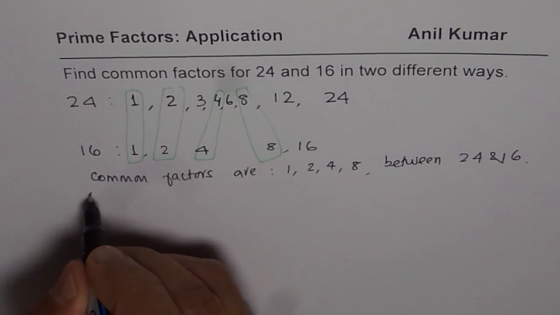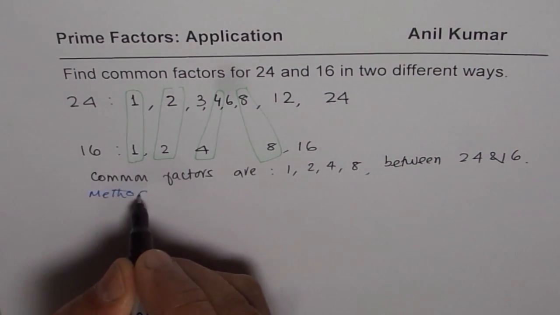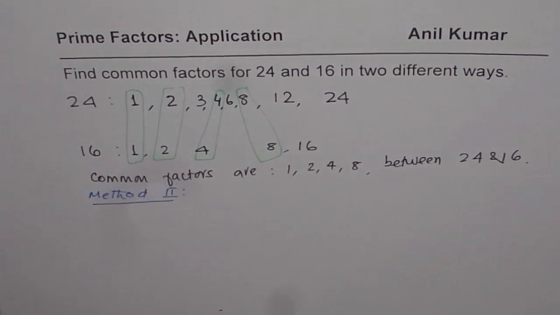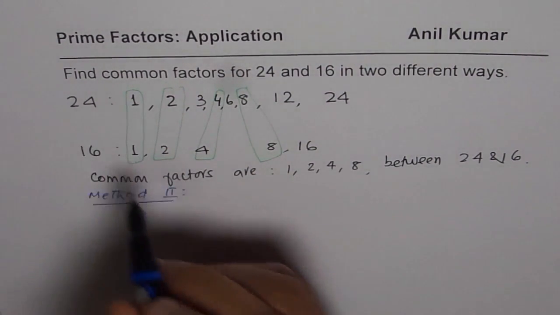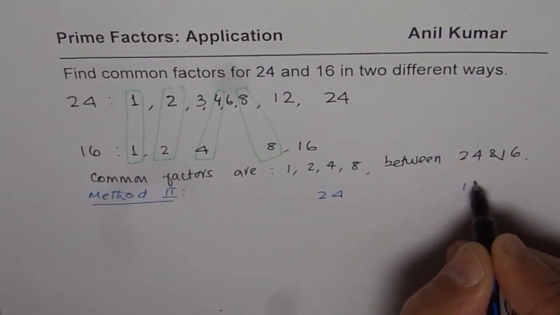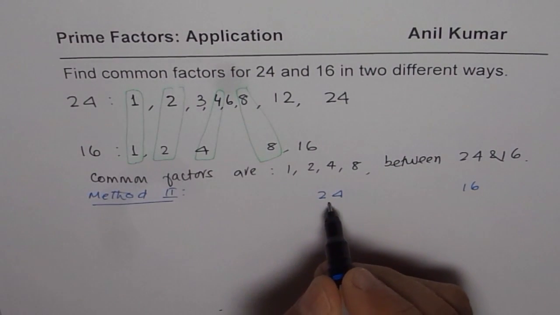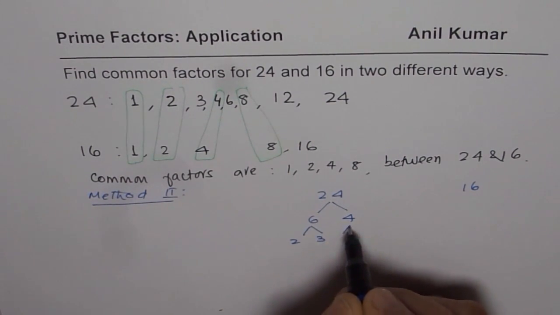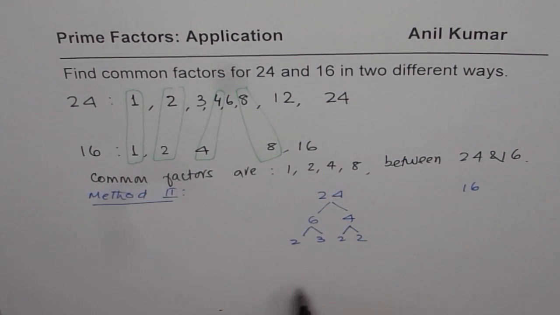Now let us use method number 2. In the second method, I'm going to explore prime factorization. So basically, we'll write down factors, rather prime factors for these two numbers. The numbers are 24 and 16. So let's do prime factorization. 24 we could write as 6 times 4. 6 could be written as 2 times 3 and 4 as 2 times 2. So the prime factors for 24 are 2, 3, 2 and 2.